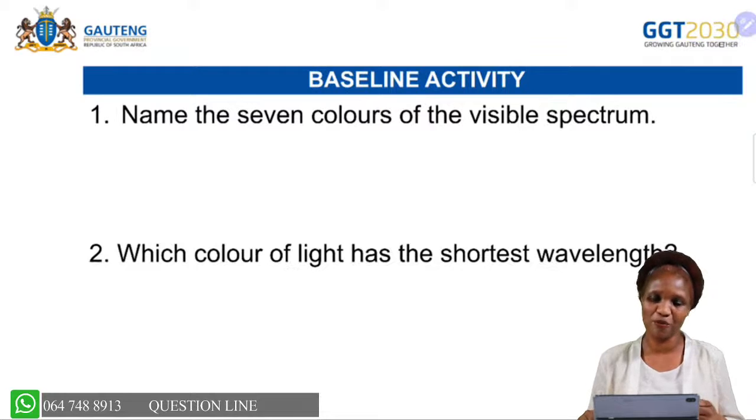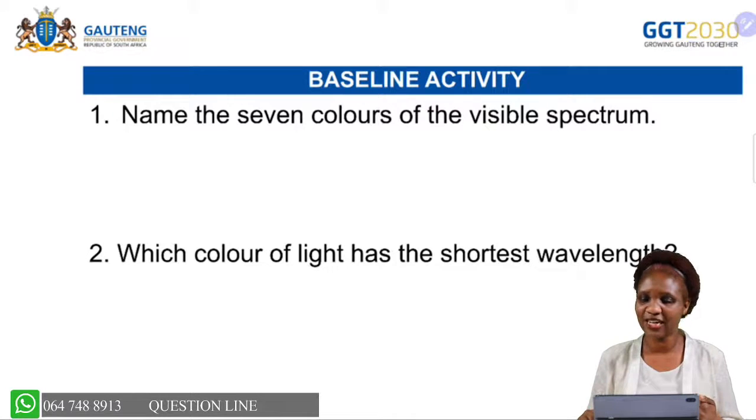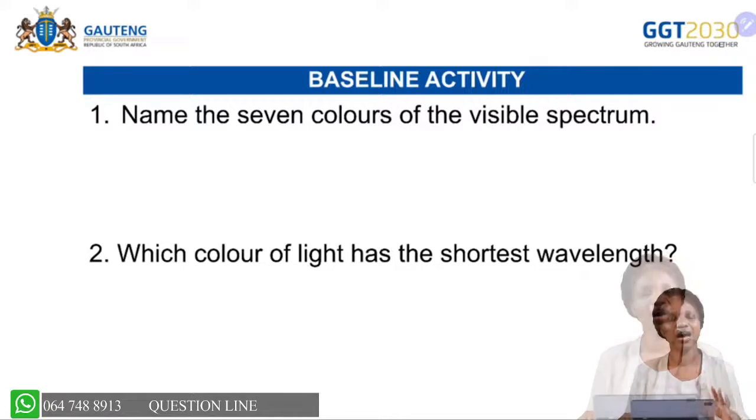what we already know. And then we're going to do a baseline activity. Remember, in the past 4 weeks, we're doing visible light. Today, we are just rounding off everything. Question 1: Name the 7 colors of the visible spectrum. Question number 2: Which color of light has the shortest wavelength? These are the 2 questions that I want you to answer. I'll just give you 2 minutes to work on those.